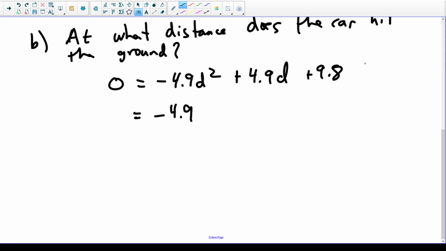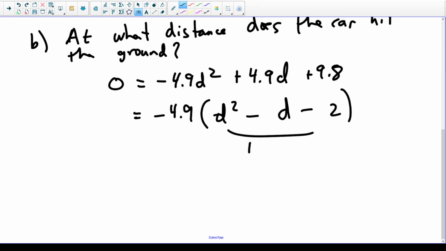Now I can't factor out a d because there's no d at the very end, but I can take out a negative 4.9 by dividing it out. I'm going to be left with a 1d squared here, a 1d here, and a 2 here. Oh, and I made one little mistake. Easy one to make. If this is a negative 4.9, that means my signs are going to change because I'm factoring out a negative as well as the number. So that means these two are both going to be negative.